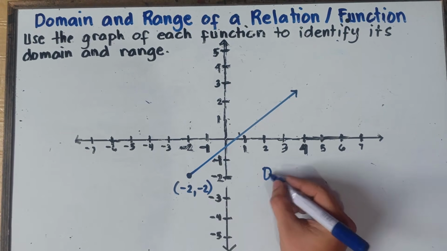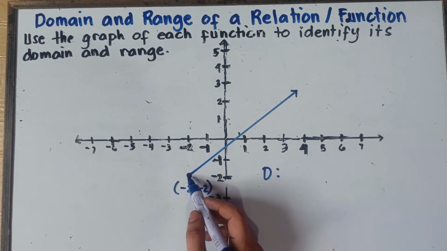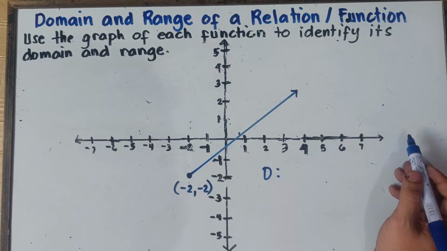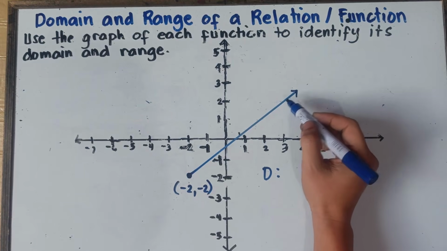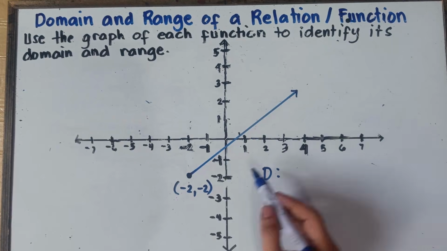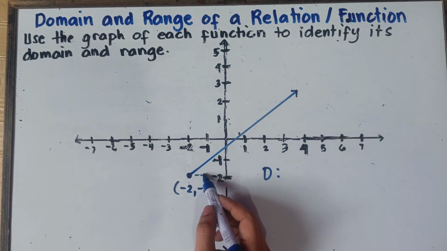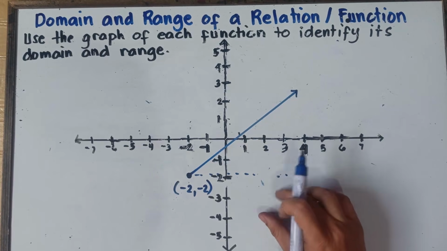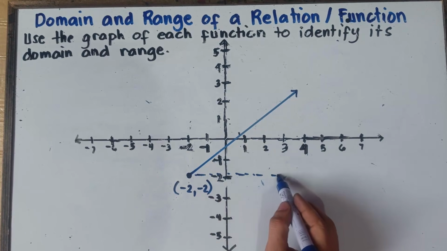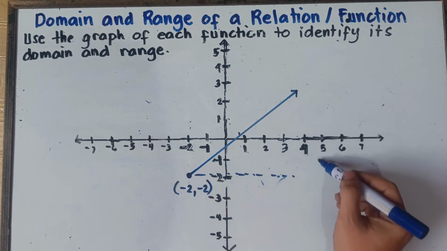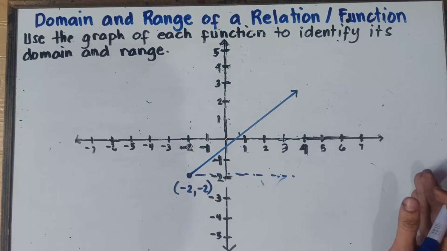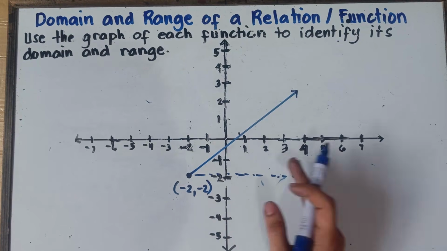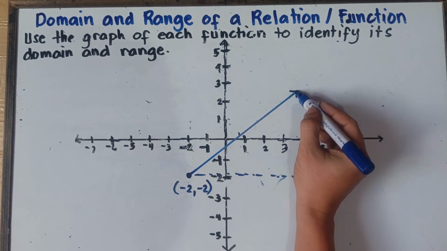Alright, so therefore, for the domain, starting from negative 2 for x, it will extend going to the right. Once again, class, you have an arrow, so it will extend going to the right. This one right here will be the horizontal distance. Since you have an arrow, all of the numbers going to the right will be included.